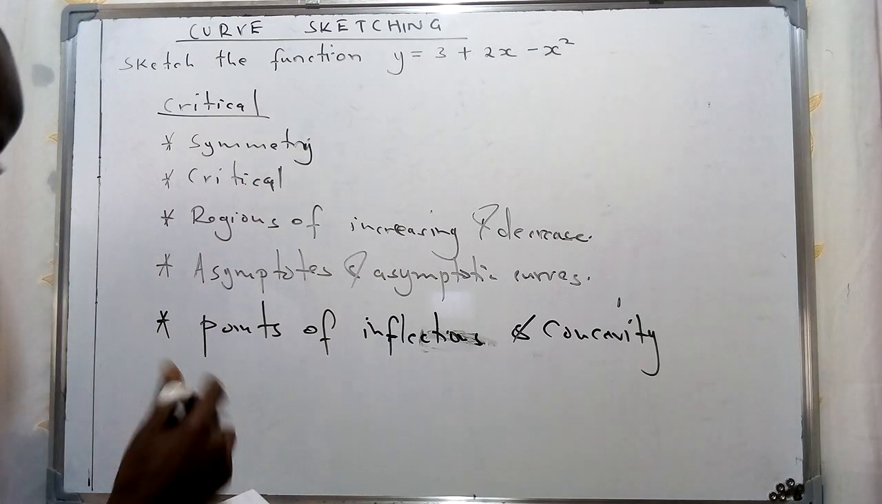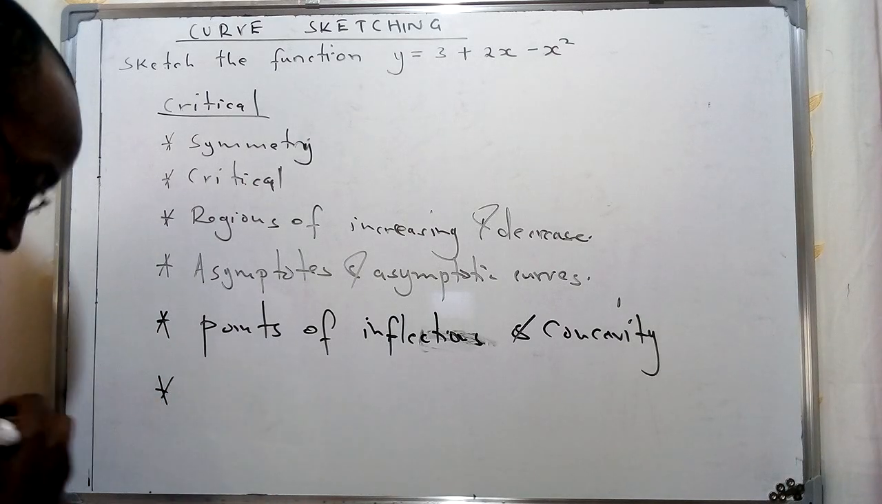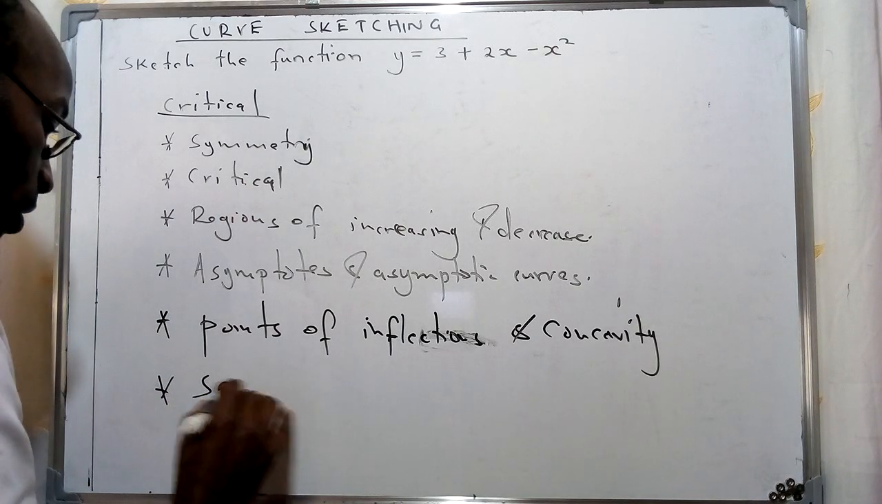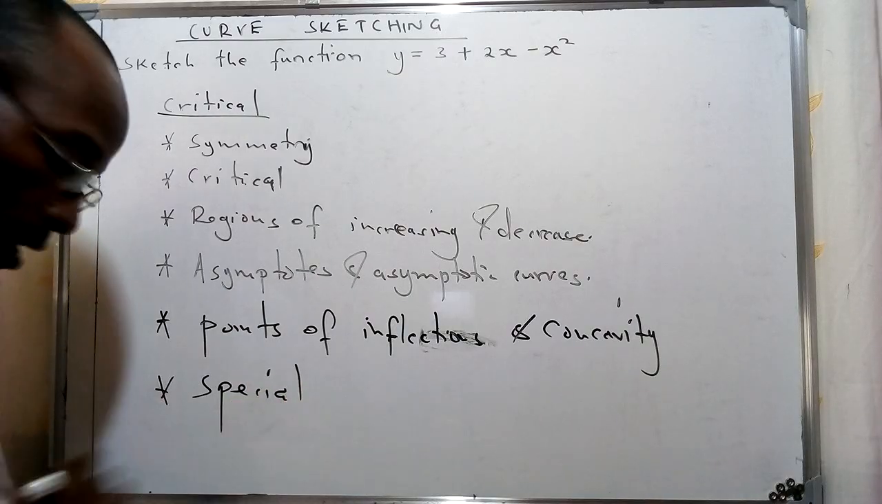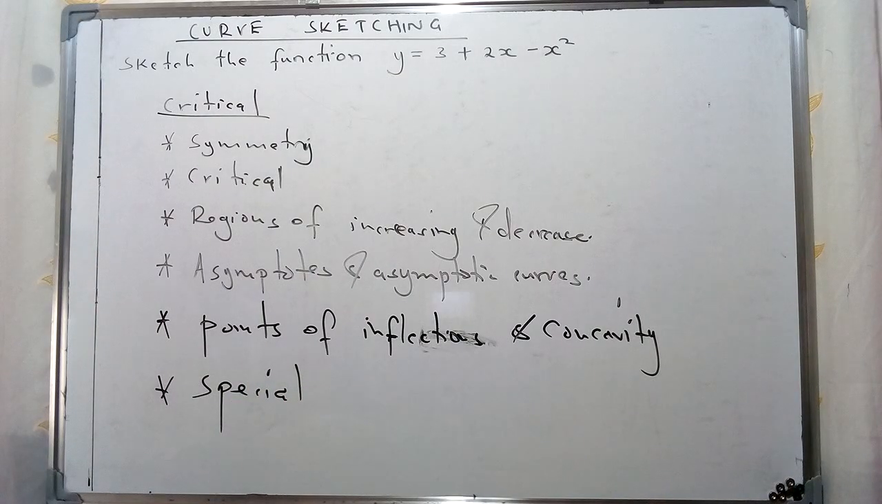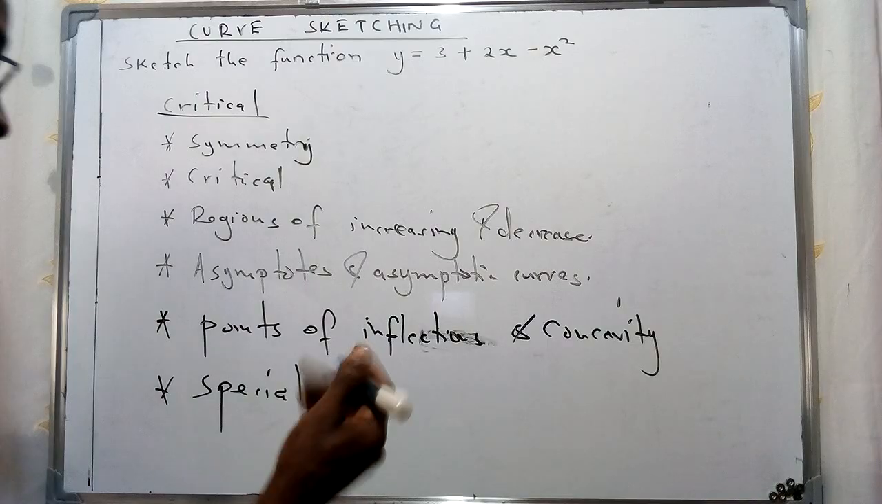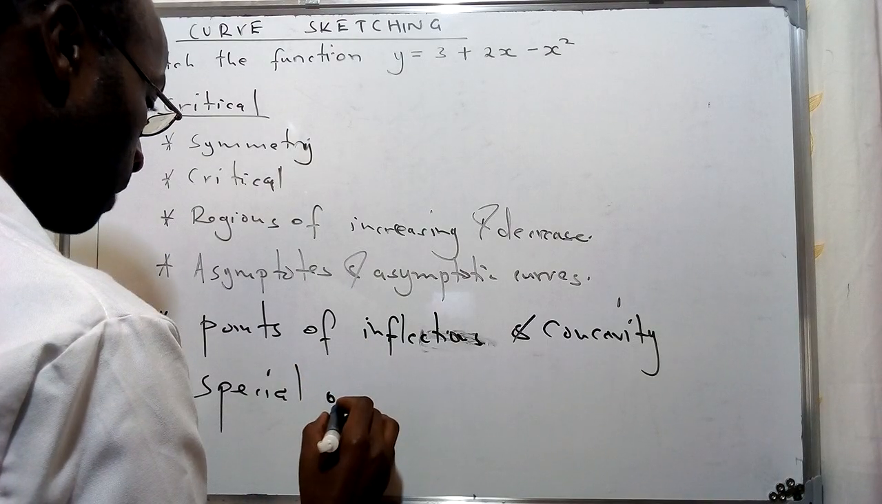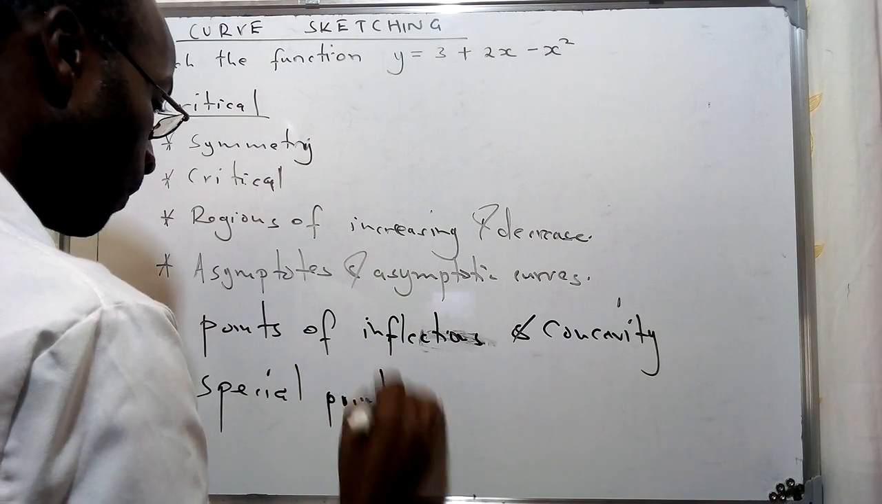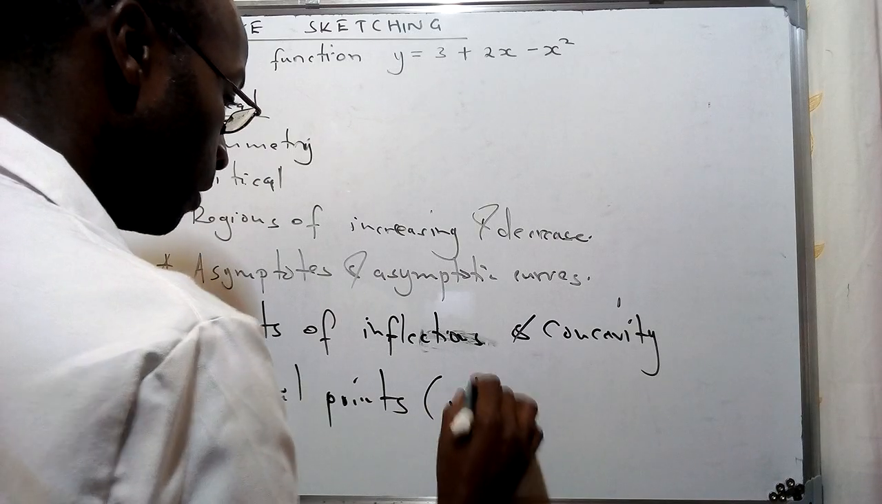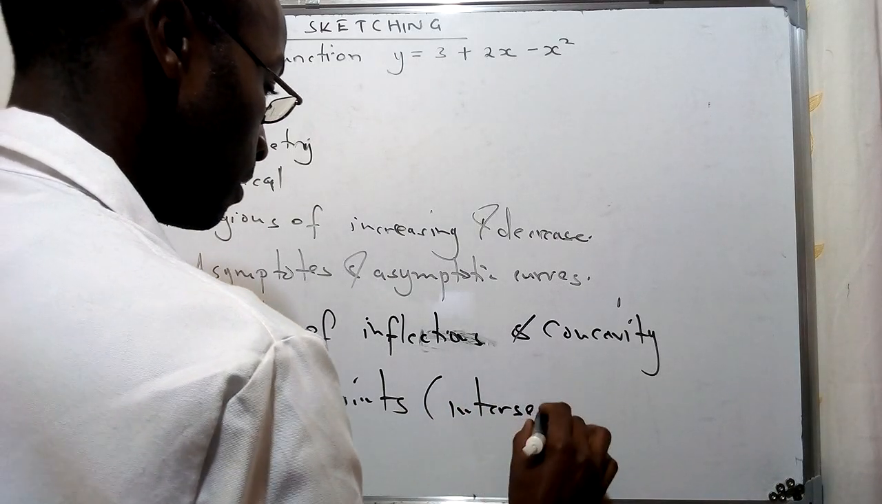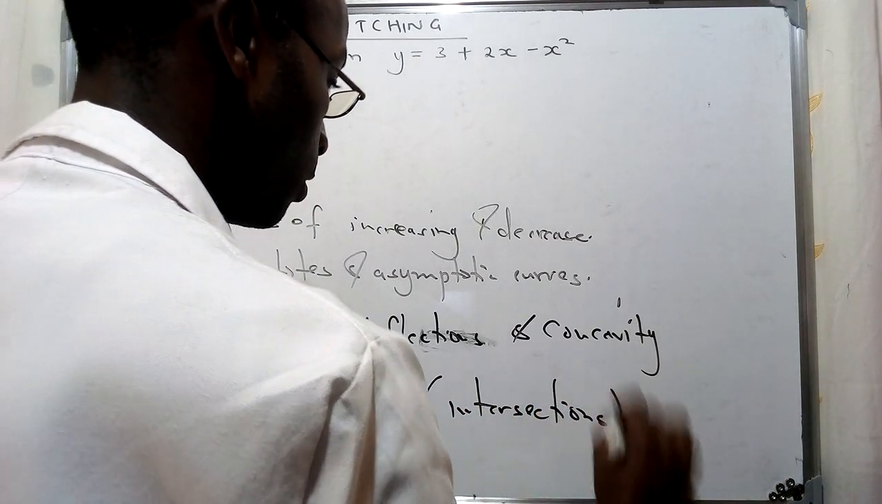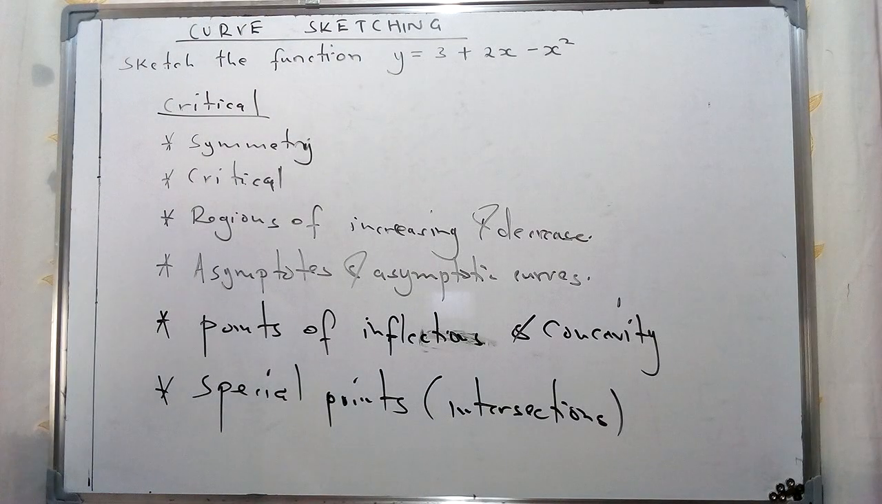And lastly, we also need to identify what we refer to as special points, which are points of intersection with the various axes we have just mentioned for the two-dimensional Cartesian coordinate system, which we have consistently been using as our point of reference.